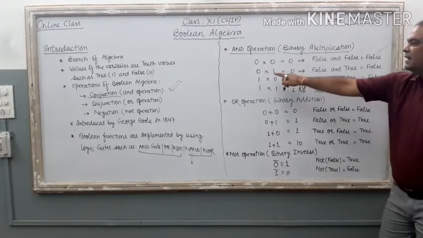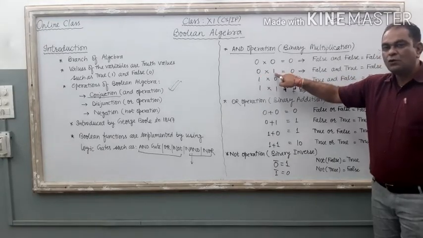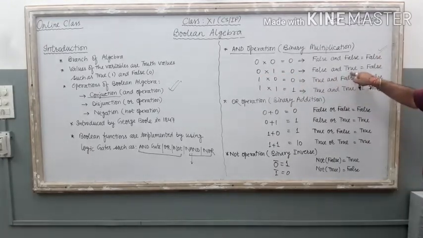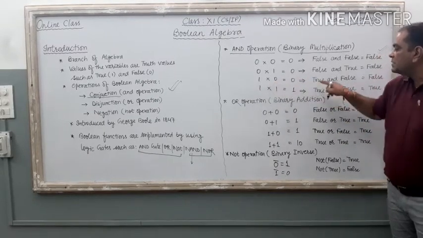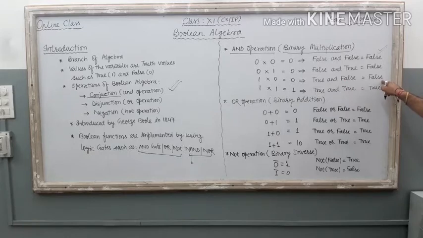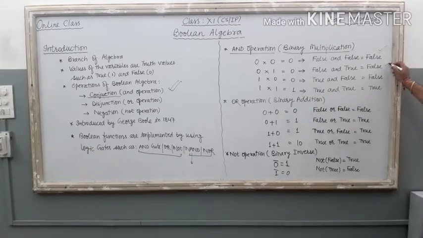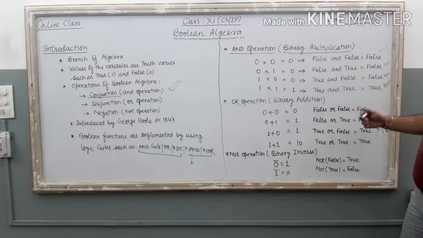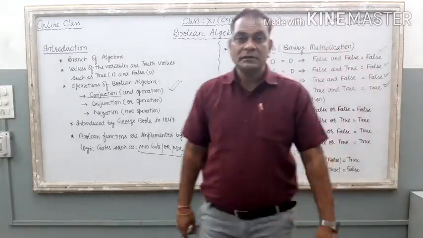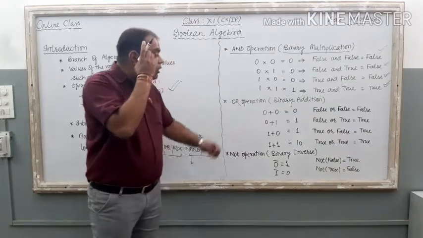Now check the second line. 0 means false, 1 means true. So the line is false and true equal to false. 1 into 0 means true and false equal to false. 1 into 1, true and true equal to true. These four lines are there in this AND operation. Right? Now come to the OR operation.